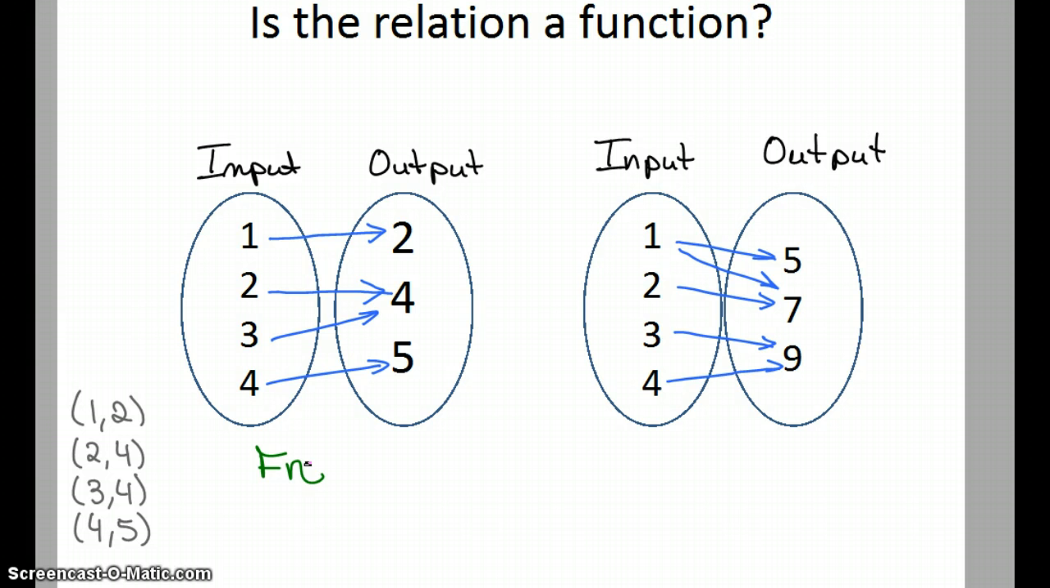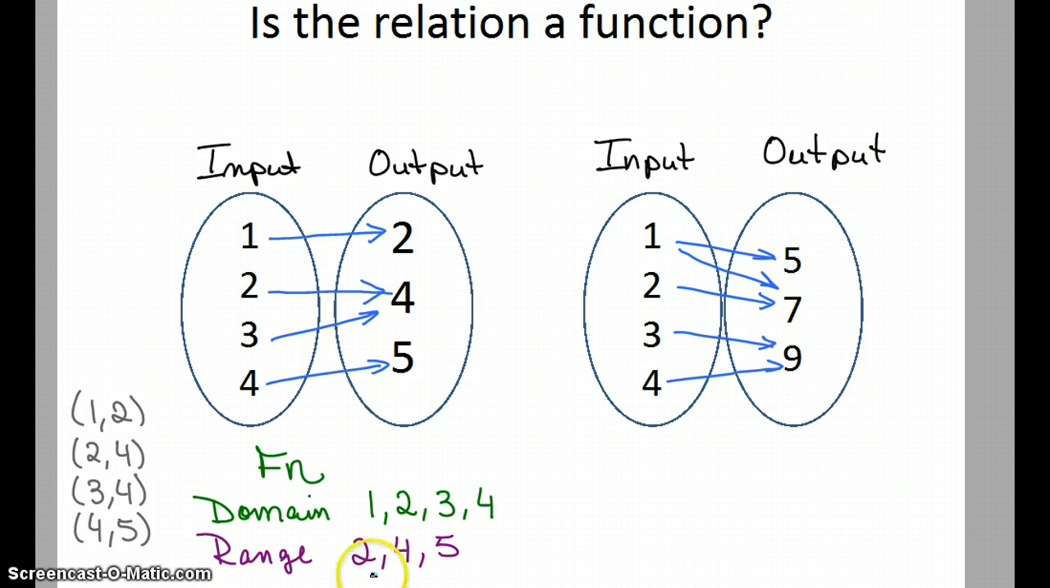Now sometimes if it is a function on your homework, they're going to say if it is a function, list the domain. Well, the domain is the x value. So the domain would be 1, 2, 3, 4. They also want you to list the range. The range would be the output values. So in this case, it would be 2, 4, and 5. Now, if a range value occurred more than one time, you would still only list it one time.